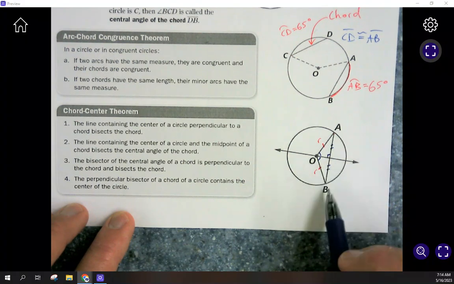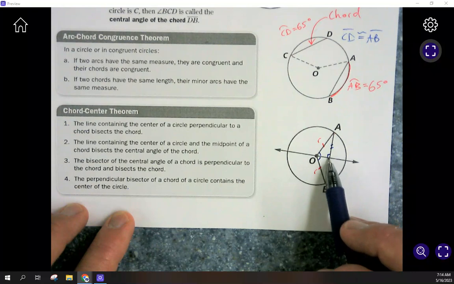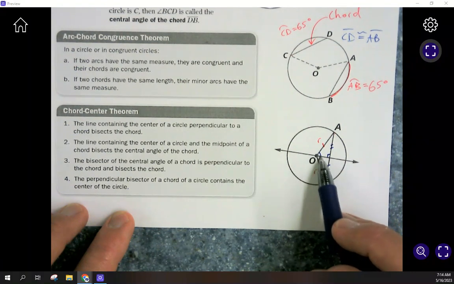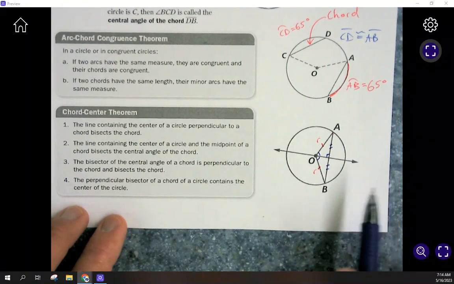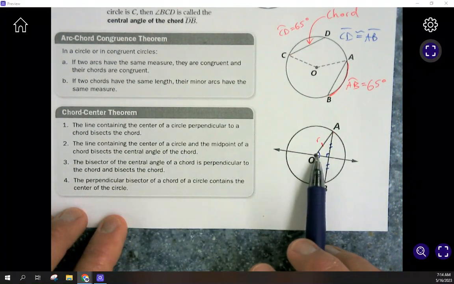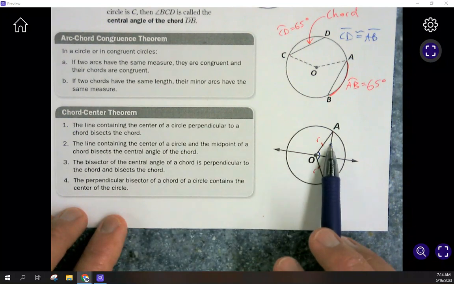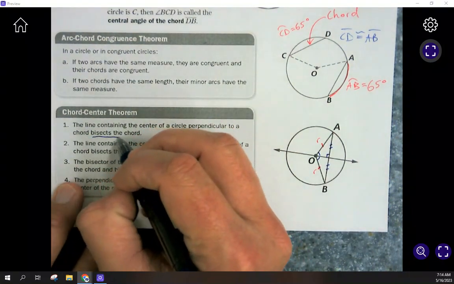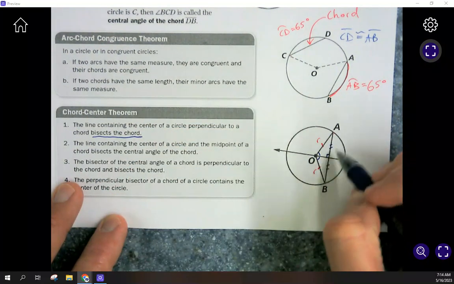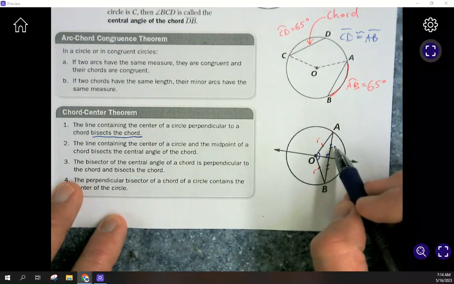If I have this triangle and I know that it's bisecting this, then I know that it's going from the center of the circle through it. That's basically what this is all going to say. So let's run through it. This theorem says the line containing the center of a circle perpendicular to a chord bisects the chord. So that's just telling you, all right, I've got this isosceles triangle from the center of the circle. The point that hits this at 90 degrees is going to bisect AB.